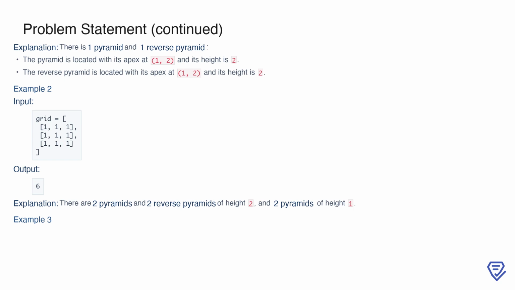The pyramid has its apex at cell (1, 2), and extends downwards with a height of 2. Similarly, the reverse pyramid also has its apex at (1, 2), but extends upwards with a height of 2. In another example, consider a grid where all cells are 1, such as 1, 1, 1 / 1, 1, 1 / 1, 1, 1. Here, the output is 6, because multiple pyramids and reverse pyramids can be formed. Specifically, there are 2 pyramids and 2 reverse pyramids of height 2, and 2 additional pyramids of height 1.